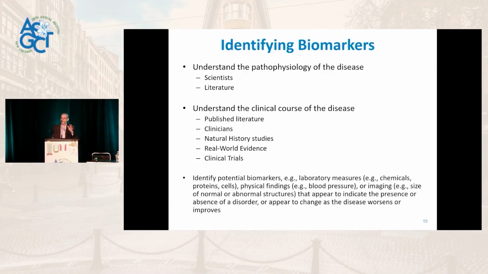And when you do this, you'll identify some laboratory measures, and that could be a chemical or a protein or a cell, like a white cell count or a platelet count. It could be an imaging finding. It could be maybe the liver gets bigger, or maybe the liver gets smaller, or maybe the brain shrinks in size, or maybe the brain swells. Imaging measure, a laboratory measure, something that can be objectively measured that will change as the patient's clinical status changes.